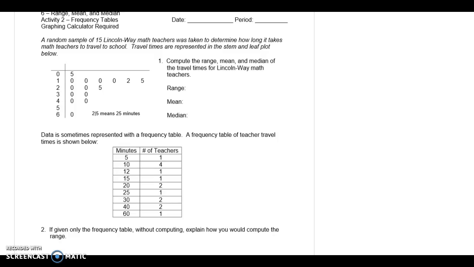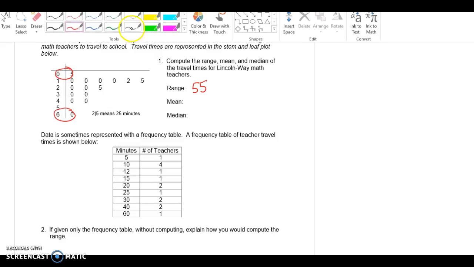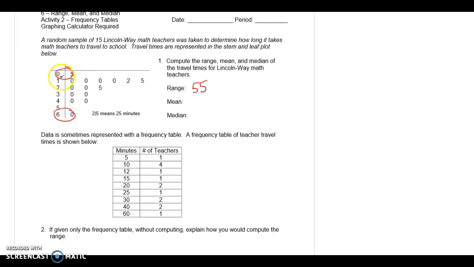So from the stem and leaf plot, it's fairly easy, I think, to find the range. We're just going to take our high value, which is 60, minus our low value, which is 5, and we end up getting 55. To find the median, we're looking for the middle number, so we're essentially going to just start crossing some things off until we get to our middle. Which will be 20.